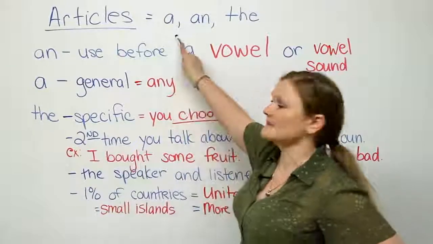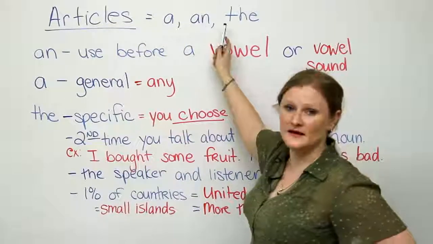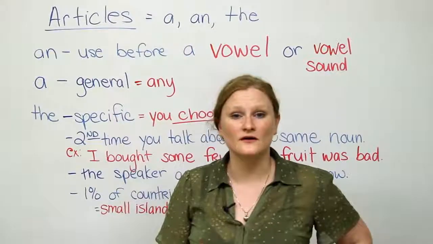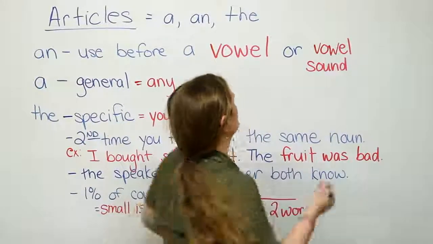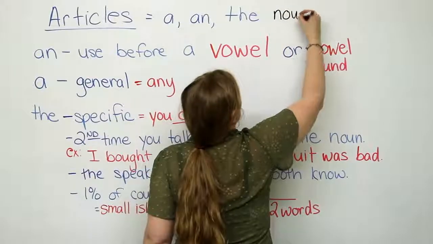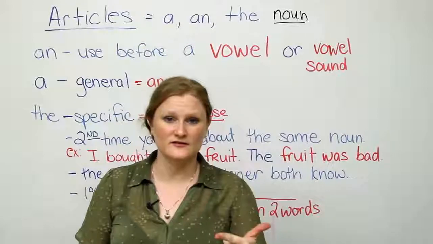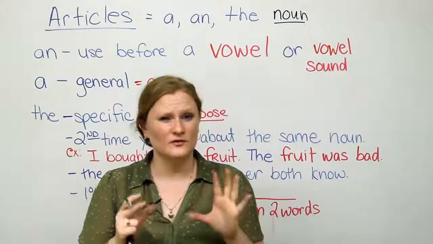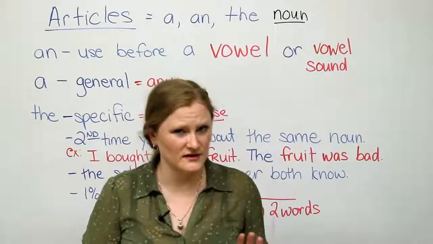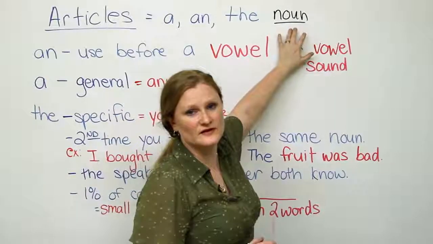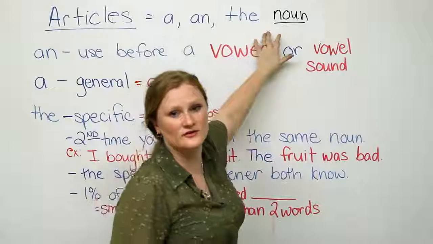Articles are a, an, and the. Articles come before a noun. A noun is a person, a place, or a thing. So, I'm going to generalize here and say that before most nouns in English, you have to use an article.